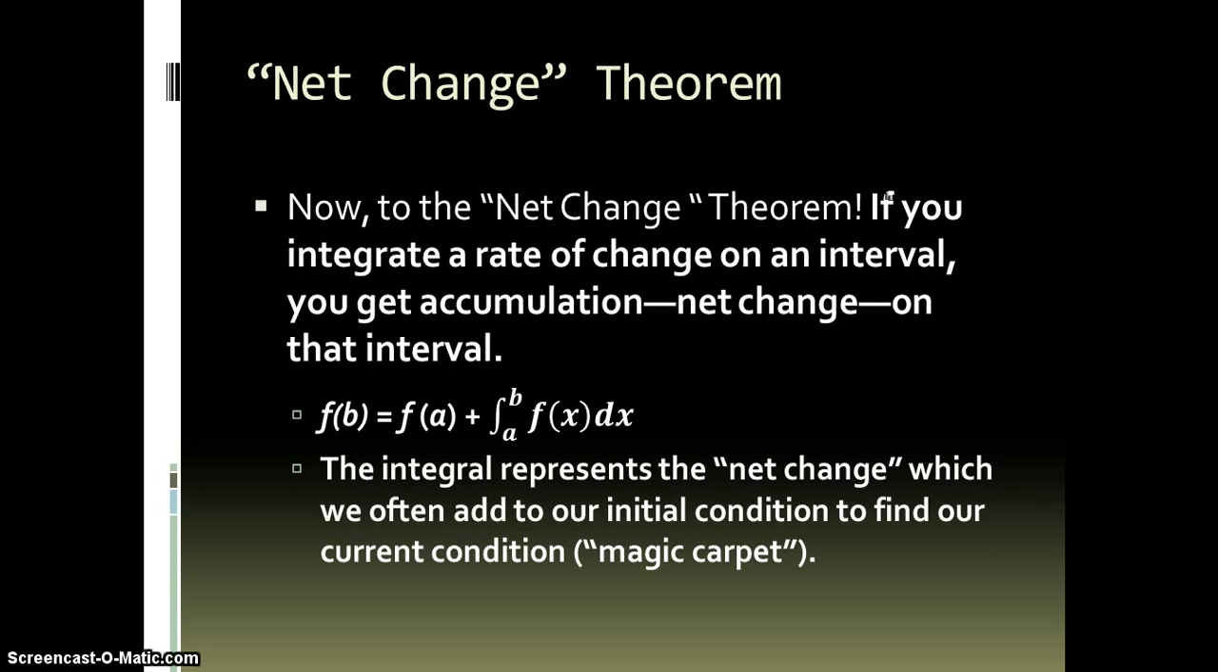The statement that you'll want to remember is that f of b is equal to f of a plus the integral from a to b of f prime of x dx. The integral represents our net change, which we're going to add to our initial condition. The net change is like our magic carpet, which carries us to our final condition, or current condition.